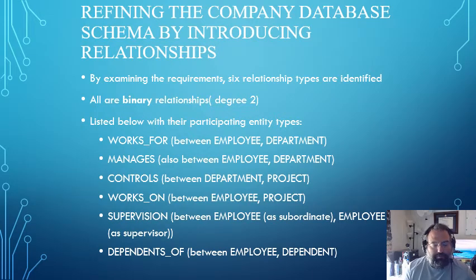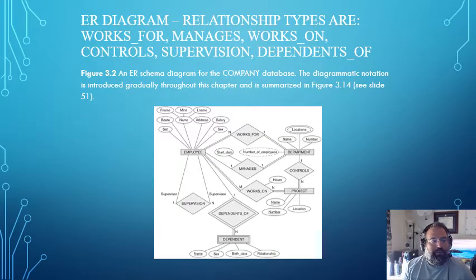And supervision: an employee supervises another employee. That's something where it's potentially 2 different records in this same table that you're talking about. It's unlikely that you're going to be supervising yourself, although you could, who knows. Dependents of is between an employee and their dependent. The ER diagram showing those relationship types is as follows.